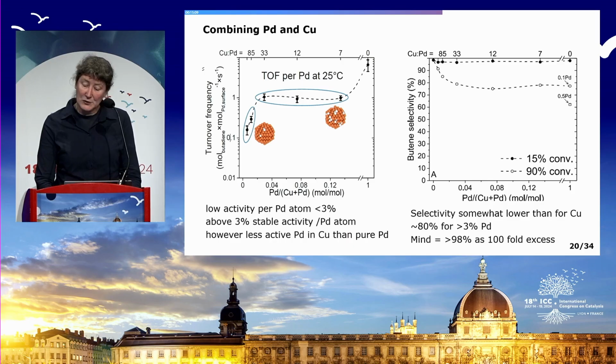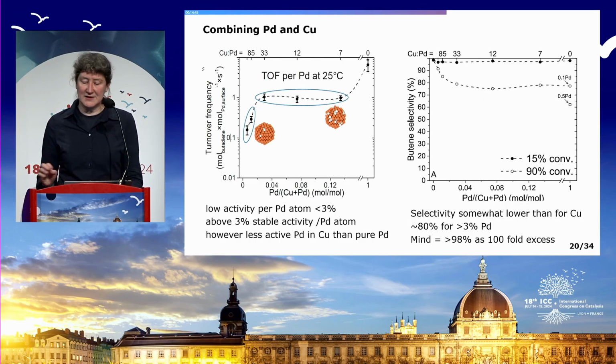And if you look at the selectivity, so you can, of course, look at different conversions. It's not so fair to look at 15% conversion, but if you push it completely to 90% conversion, you see your selectivity for copper is the highest. It goes down if you add a bit of palladium, but it actually stabilizes also around this 3% of palladium, and it's not so bad.